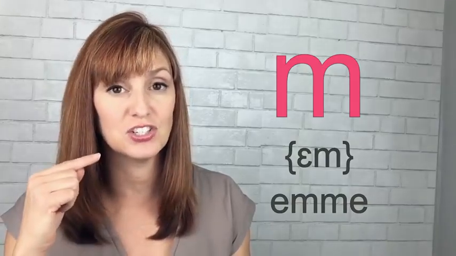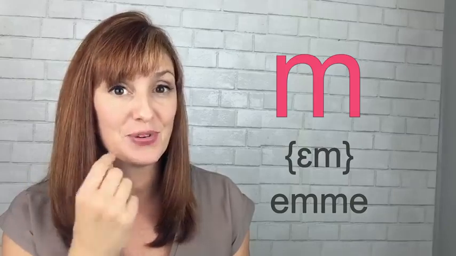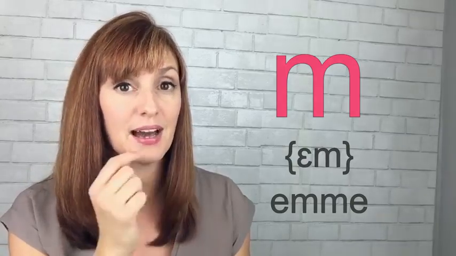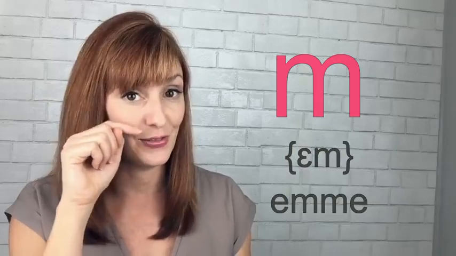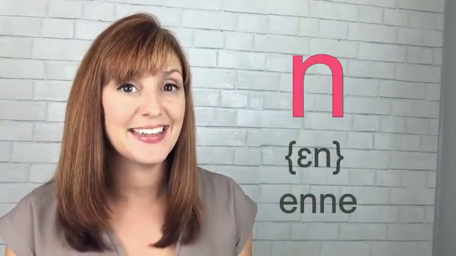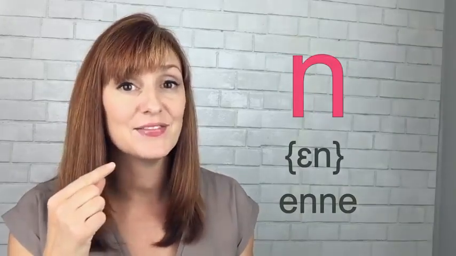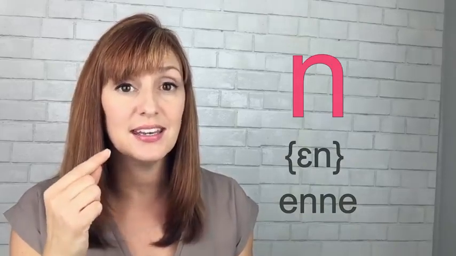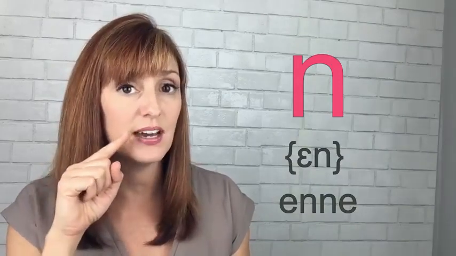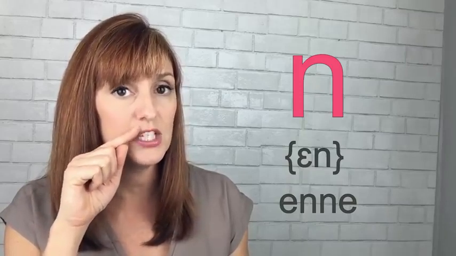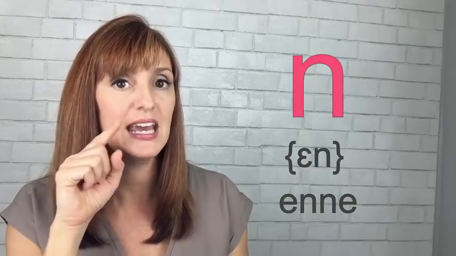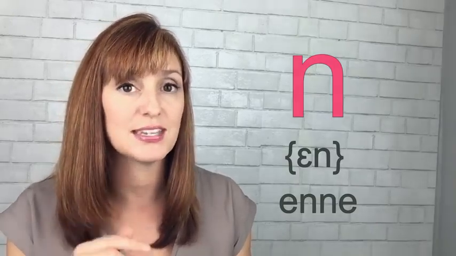L, M. Again, we start with that E vowel sound, dropping the jaw just a bit. M, bringing the lips together for the M consonant with air flowing out through the nose. M. Next comes N. Again, our E vowel sound rolling into the N consonant where the tip of the tongue comes up to the alveolar ridge behind the top front teeth and the air is flowing out the nose.